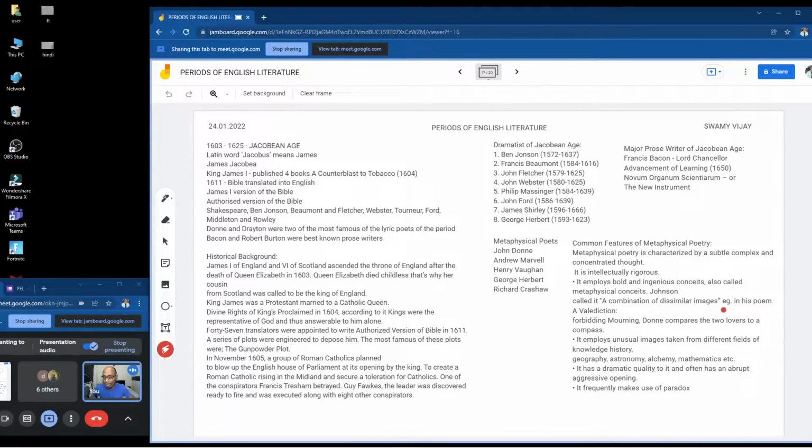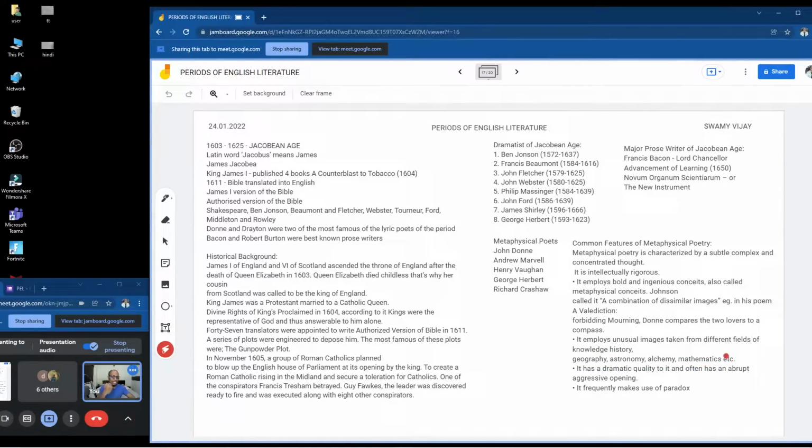I told you the other day, if I talk about love and show you a heart symbol, you can understand the similarity between love and heart. But if I talk about love and show a dustbin, you all laugh. Well, a dustbin is also a symbol for love, but there is no similarity between these two images. So it is called a combination of dissimilar images. For example, in his poem A Valediction Forbidding Mourning, Donne compares the two lovers to a compass. And metaphysical poetry employs unusual images taken from different fields of knowledge: history, geography, astronomy, alchemy, mathematics, etc.